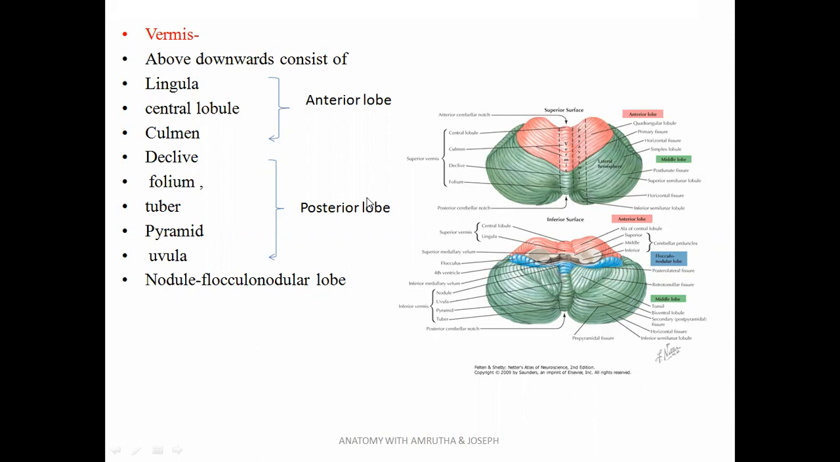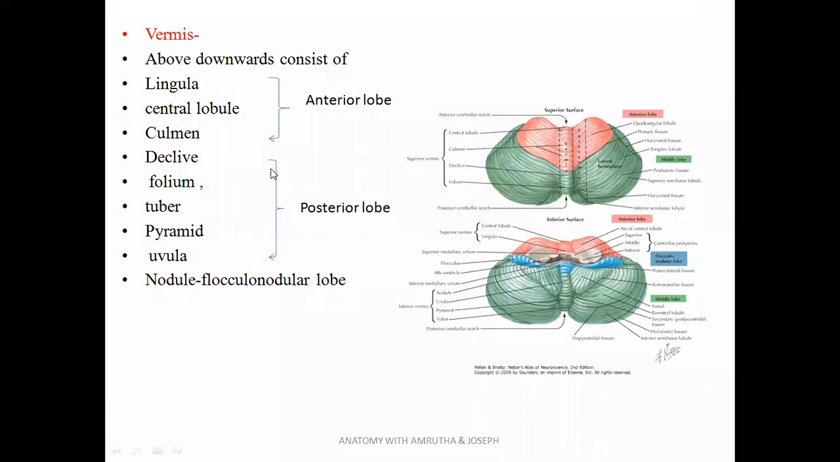But again, there's a small division which happens inside the vermis. That is what is written here. You don't have to worry about these terms, but at least know that the vermis is divided in this way. From above downwards, the vermis is divided into the anterior lobe, so there's a vermis belonging to the anterior lobe, this area, the part of the vermis belonging to the posterior lobe up to here, and the part of the vermis belonging to the flocculonodular lobe.